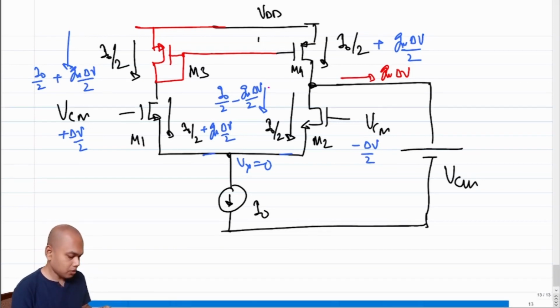So in the next lecture, we will analyze this particular structure in a bit more detail. We will see what the CMRR of this is. We will see what the output resistance of this is, and we'll take it from there. Okay.